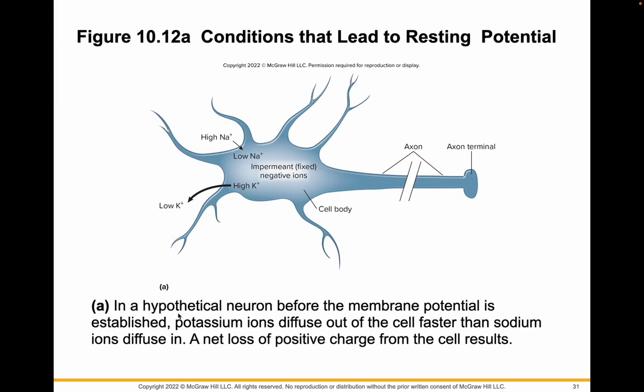So here's just a fake neuron before the membrane potential is established. Potassium ions can still diffuse out because remember, they're more permeable than sodium can diffuse in. So you're going to have more positivity out here and negativity all along the inside. So it's negative charge all along the membrane on the inside and positive charge all along the outside, and it's at rest.